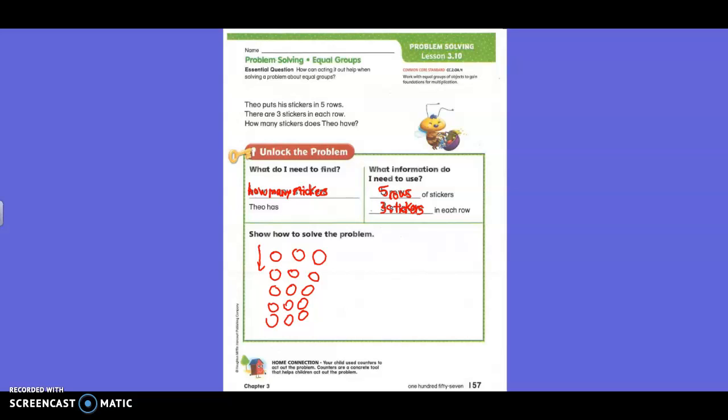Okay. Let's count them. 1, 2, 3, 4, 5, 6, 7, 8, 9, 10, 11, 12, 13, 14, 15. We should have 15 stickers. Okay, so that's our answer. How many stickers does Theo have? 15 stickers.